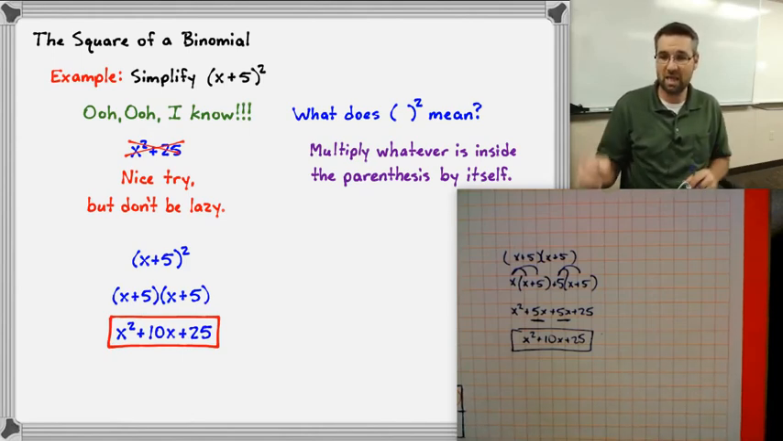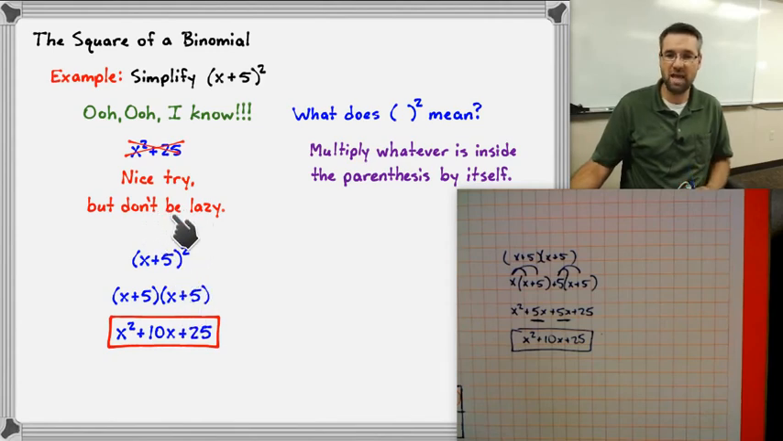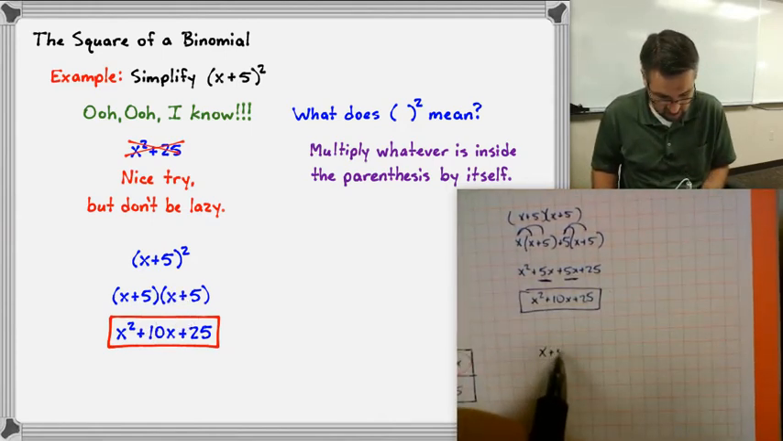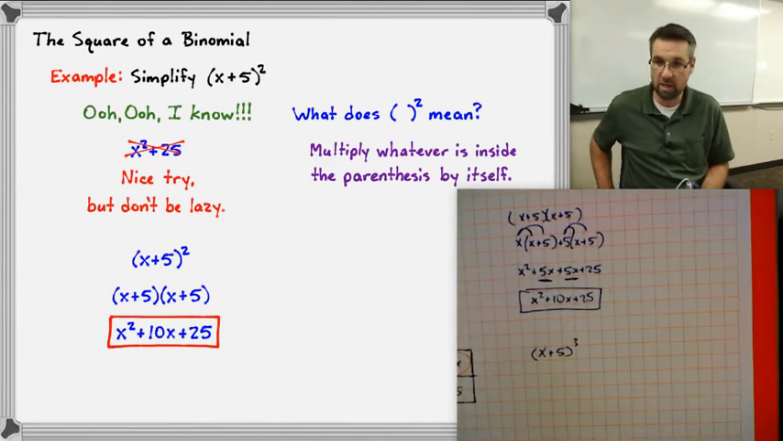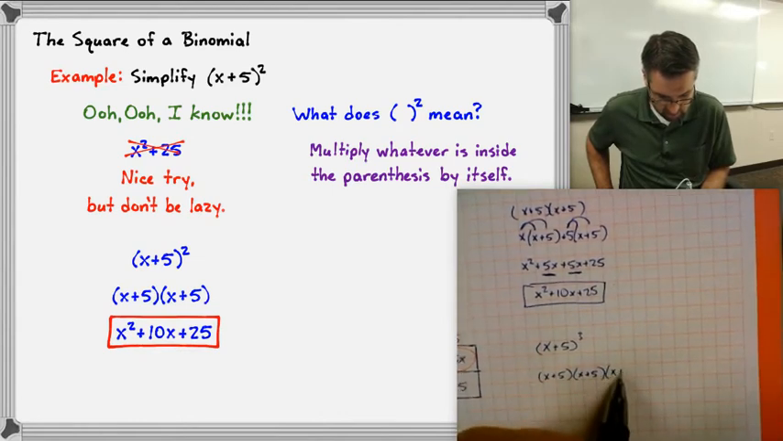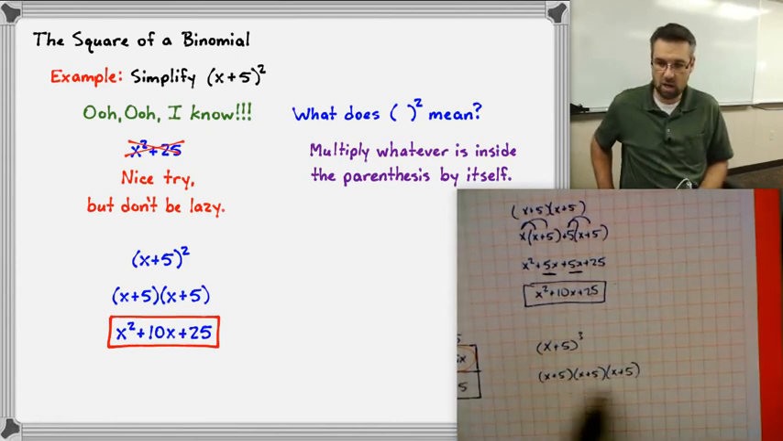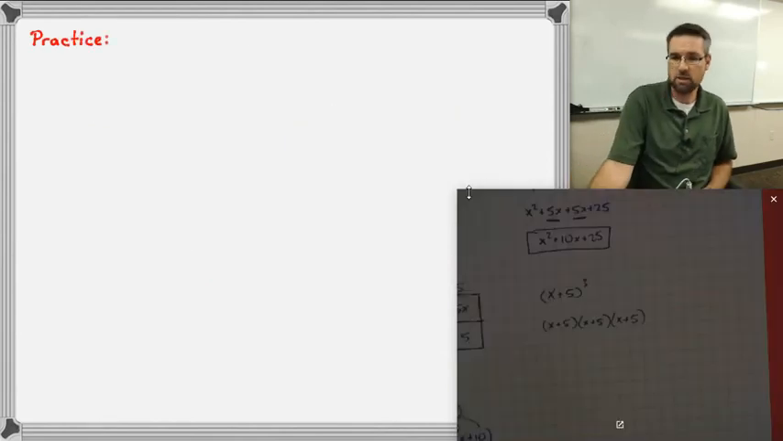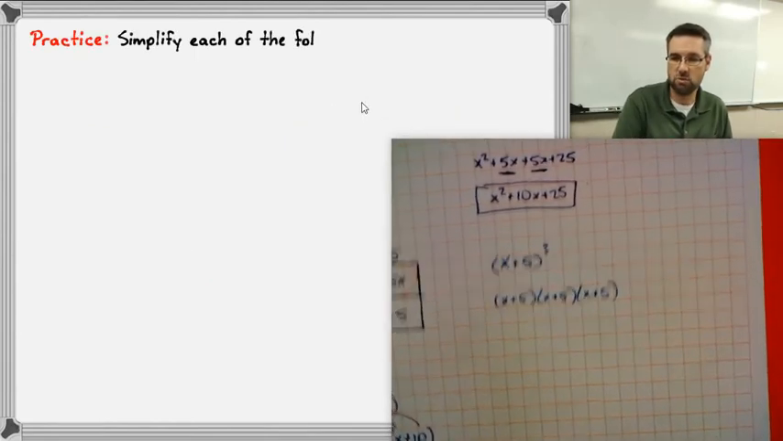So don't be lazy. Like I said here, do not be lazy. Don't just square each of these numbers or these values. Make sure you are expanding the parentheses so it's x plus 5 times x plus 5. So if it were to say this, x plus 5 cubed, right? We might do a problem like this later on. This really means x plus 5 times x plus 5 times x plus 5. Okay? And then we'll talk about how to do that later, but just know that you have to expand it out.